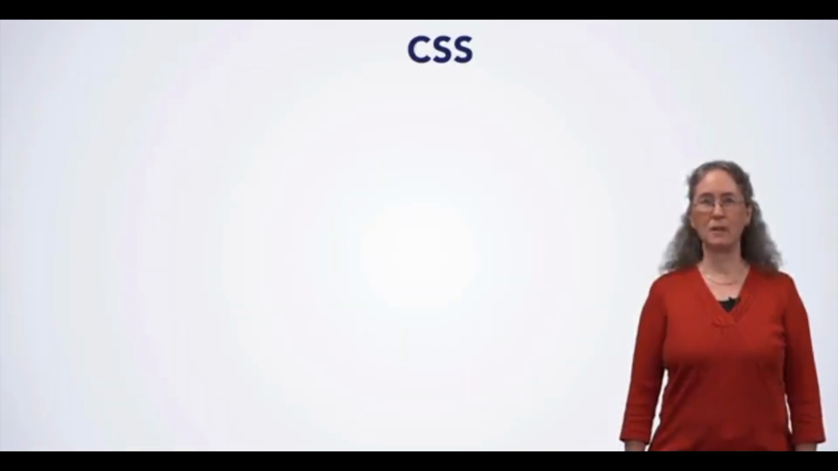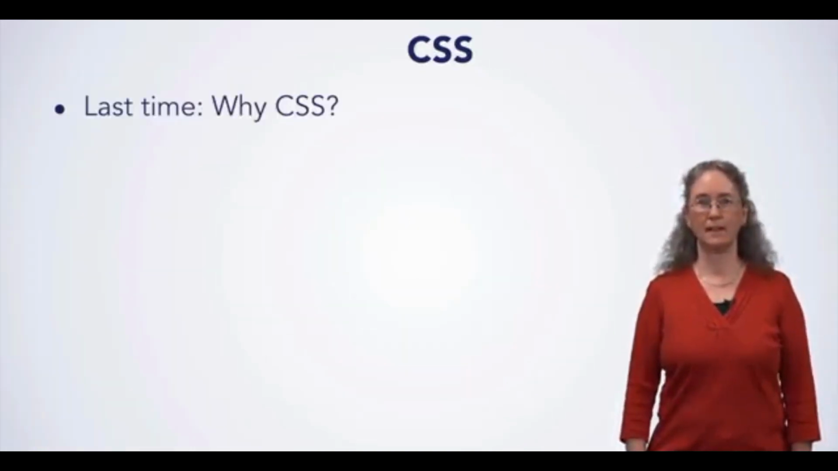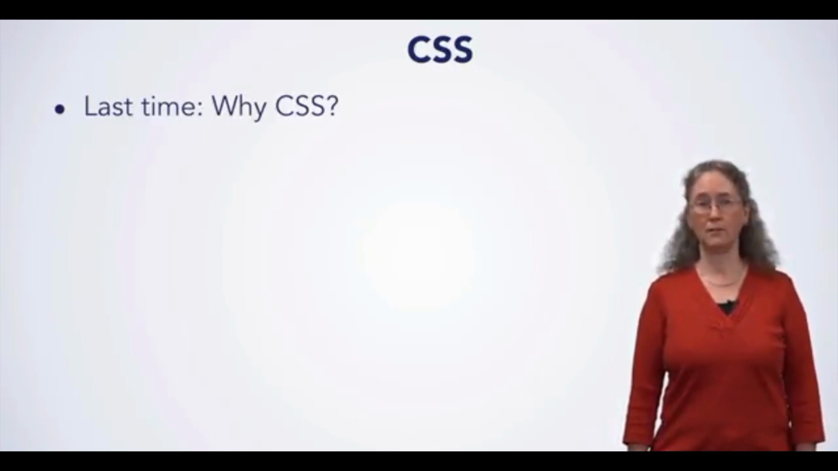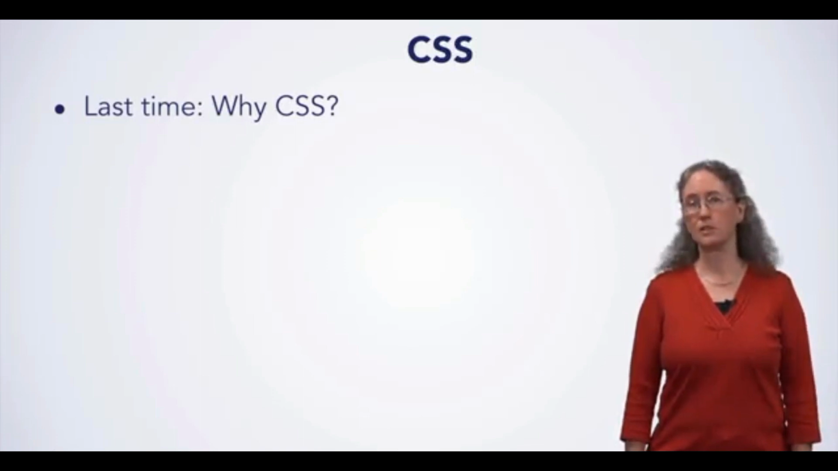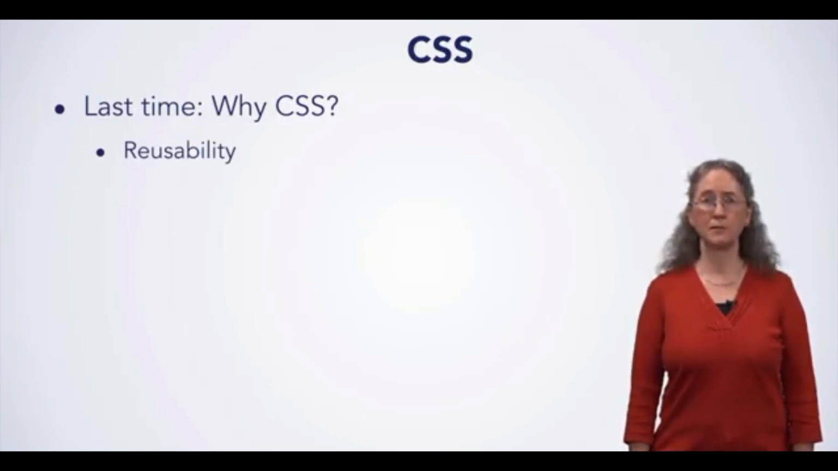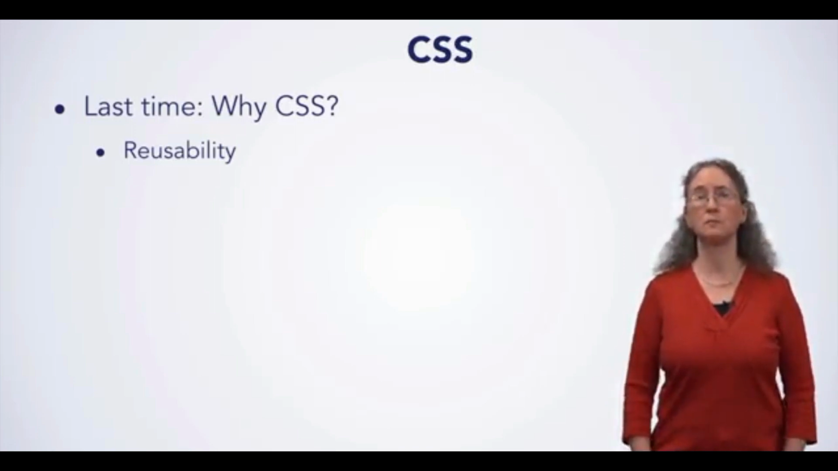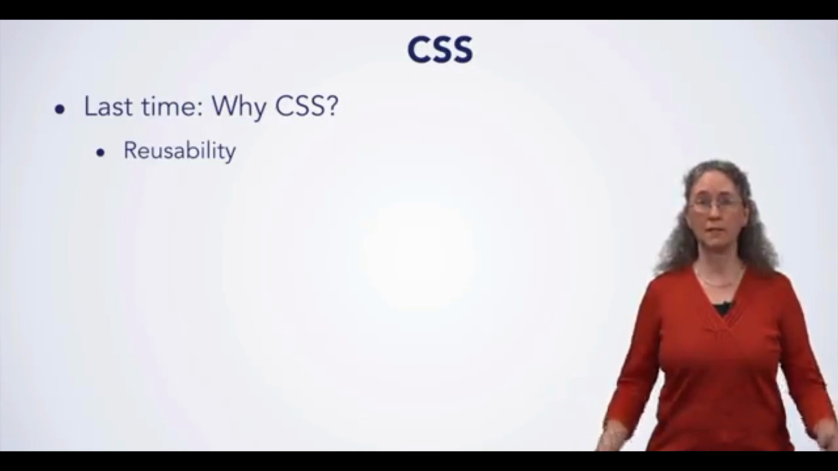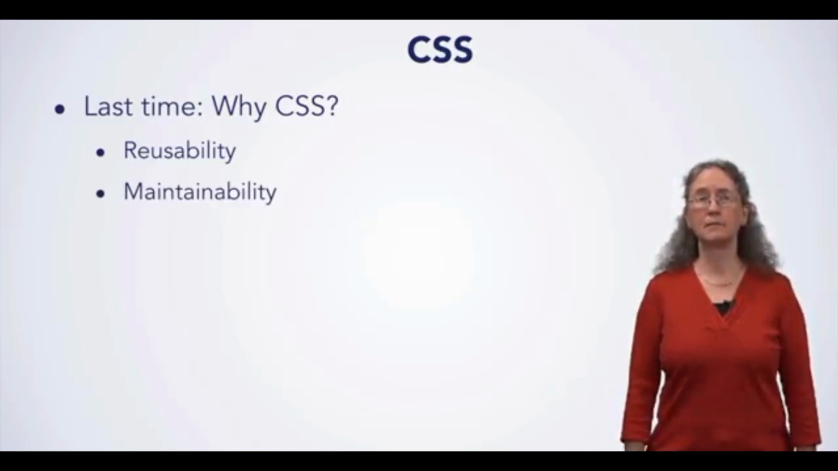Now you're going to learn a bit more about CSS. Last time you learned why you would want to use CSS to separate the style of a web page from the content, which touched on some major themes in computer science. One of those themes was reusability. You can describe a style once in CSS and reuse it across multiple elements or even multiple web pages. Another of those themes was maintainability, being able to efficiently change your web page in response to changing design requirements.